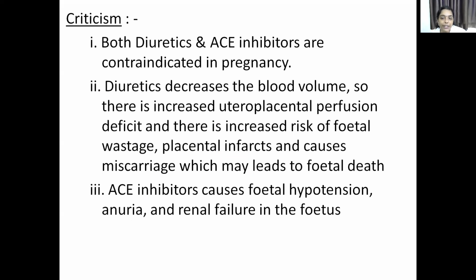So that might result in miscarriage. Then ACE inhibitors cause fetal hypotension. That results in anuria, which is a decrease in the urine level or no urine. Anuria and renal failure in the fetus.